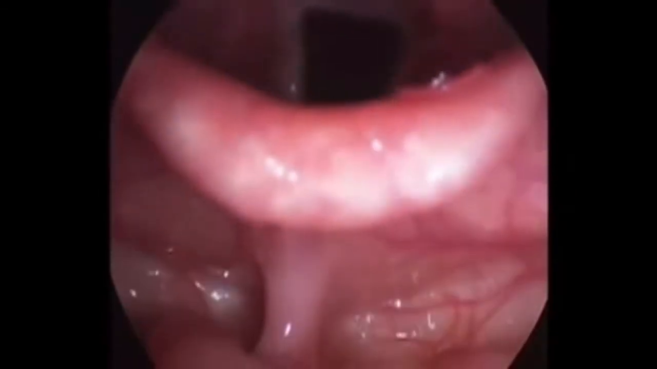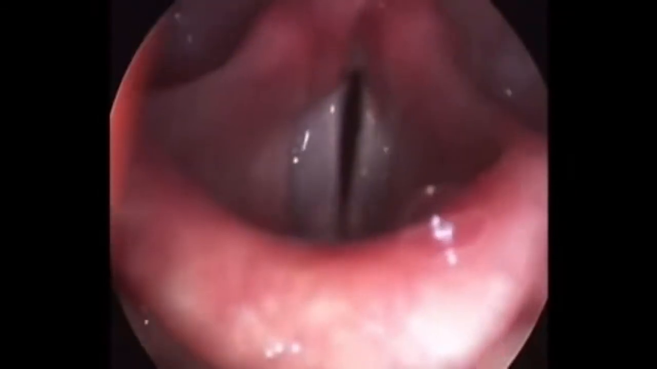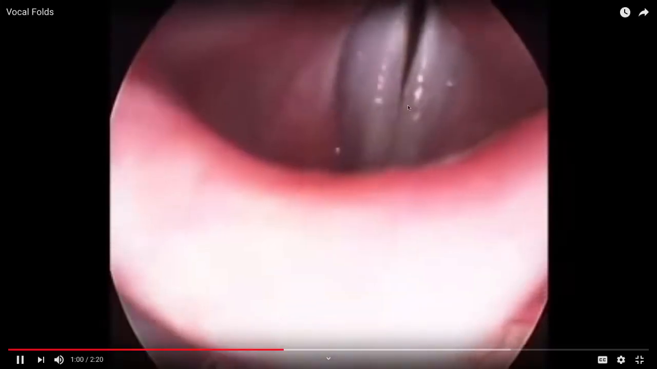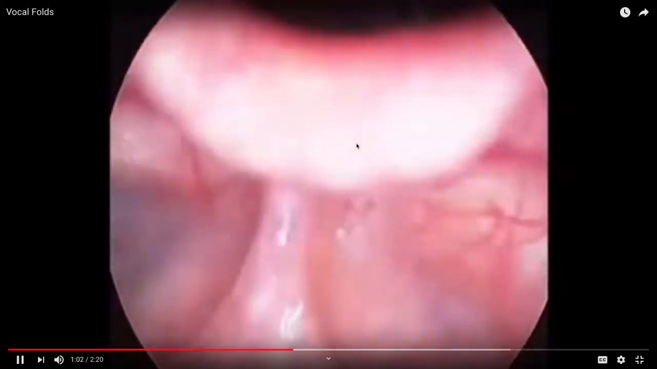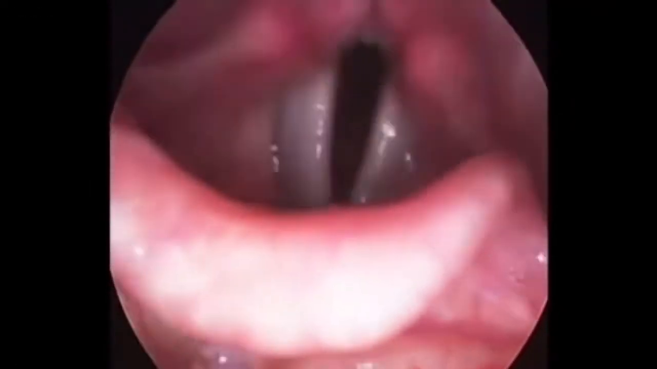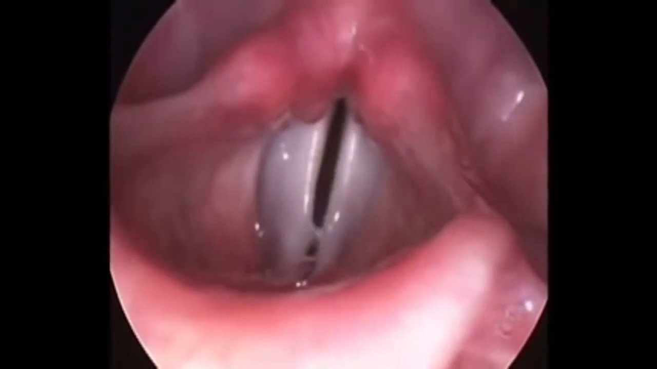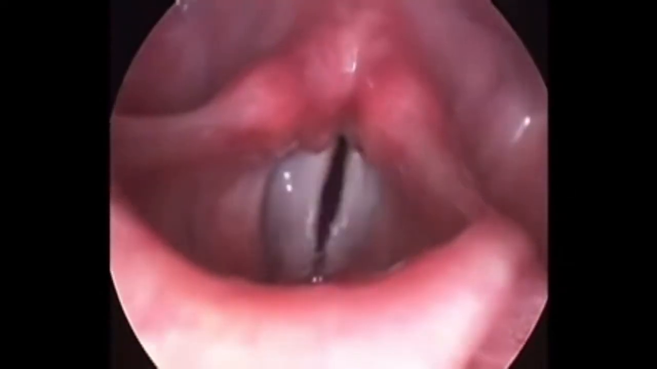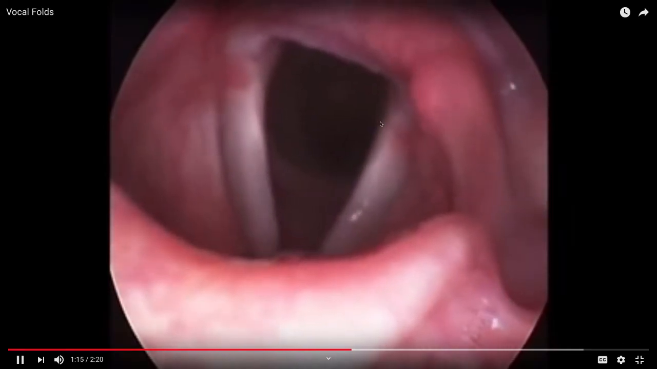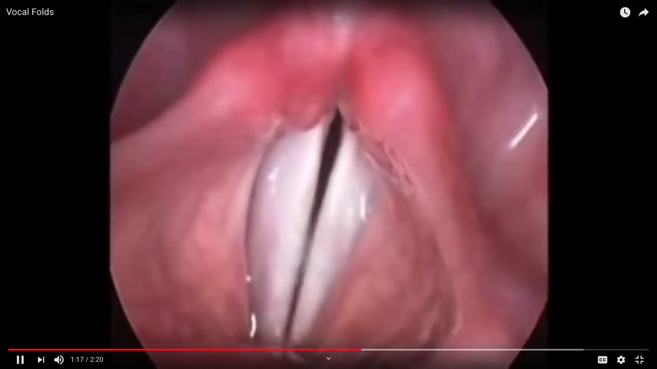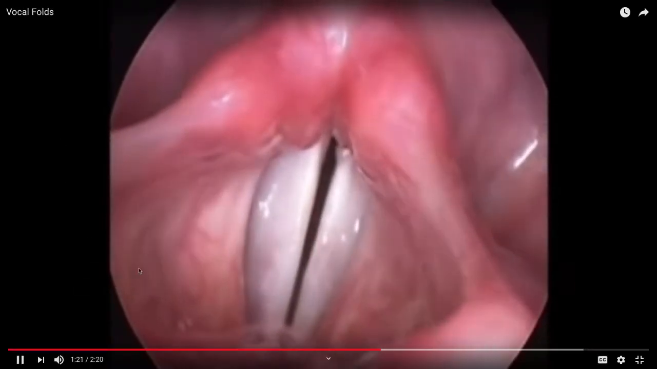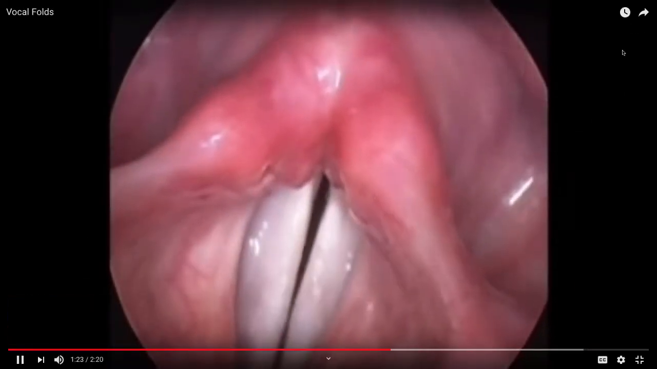You can see as her pitch changes, the meeting of the vocal folds also is changing. So sometimes they're meeting at the top and sometimes they're meeting at the bottom, depending on the pitch of her voice. There you go. Do that low pitch. Do that loud. Again, a little separation at the top. Do that higher pitch again. Do that loud.